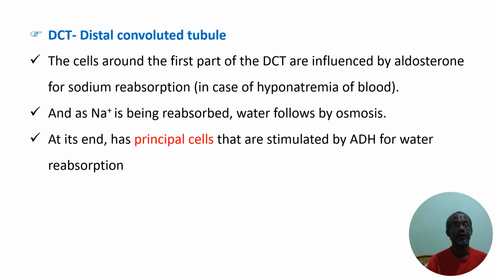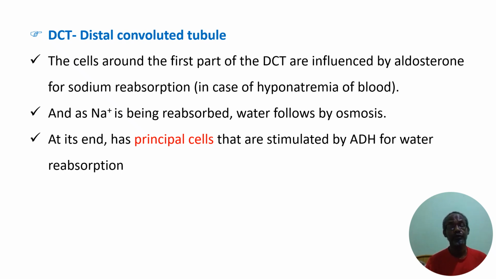At its end, the last part, the tip, the distal convoluted tubule has specialized cells known as principal cells. These cells are stimulated by another hormone from the posterior lobe of the pituitary gland, and this hormone is known as ADH, antidiuretic hormone. Don't forget ADH, antidiuretic hormone. And this hormone stimulates the principal cells so that they are efficient and reabsorb much more water.